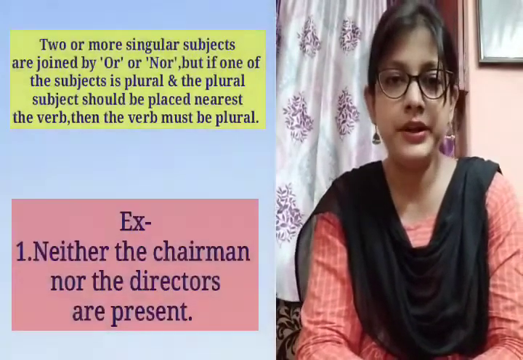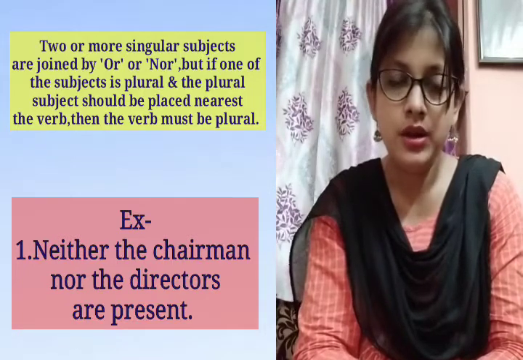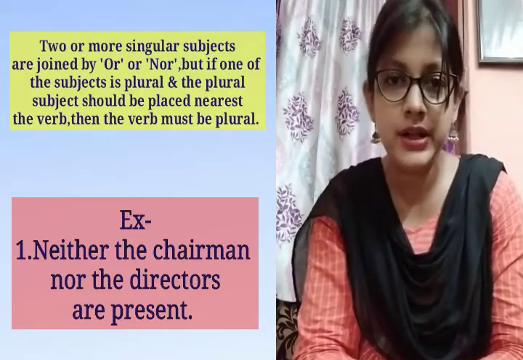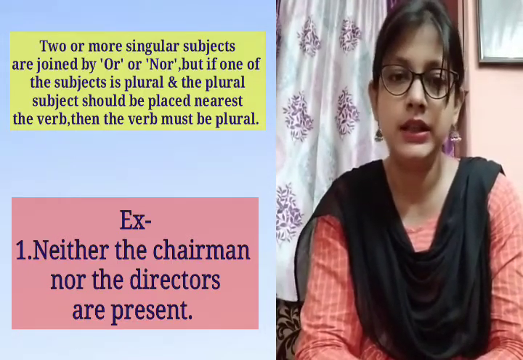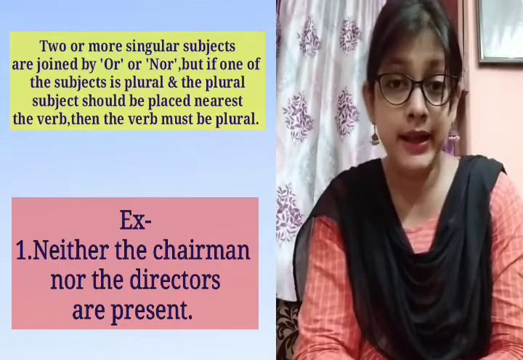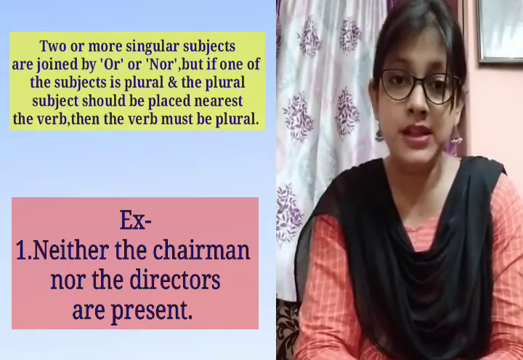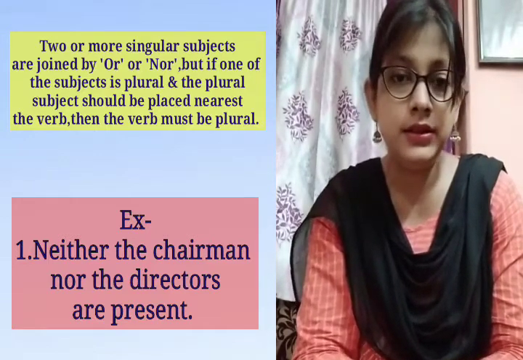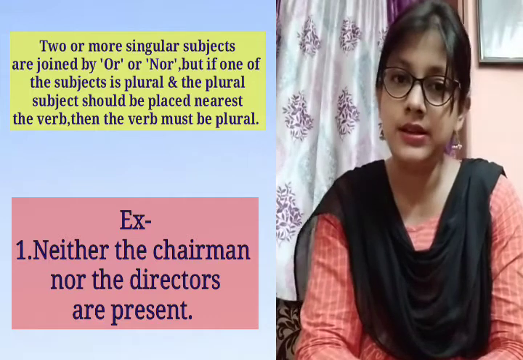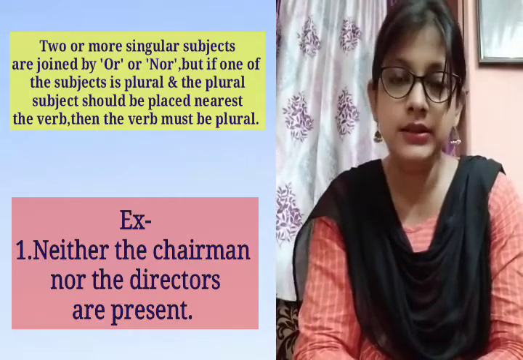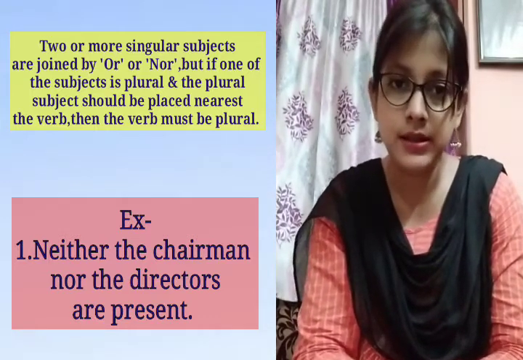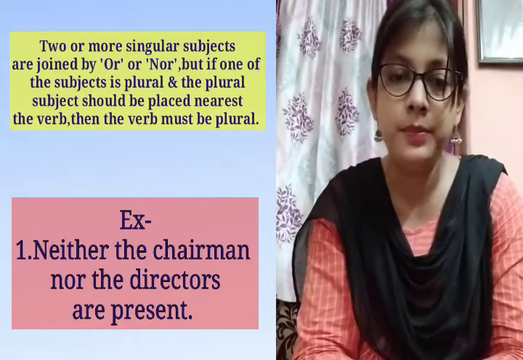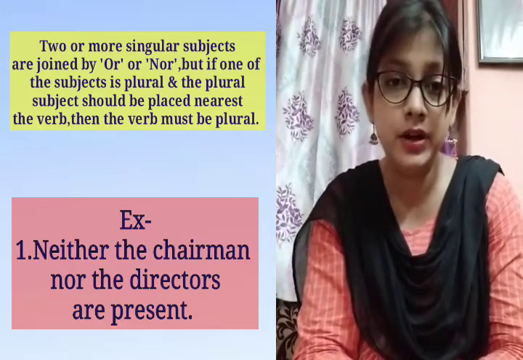Rule 5. Two or more nouns are joined by or and nor, and if one of the subjects is plural, then the verb must be plural, and that plural subject must be placed nearest the verb. For example, neither the chairman nor the directors are present. Here the plural noun directors is placed nearest the plural verb, and that verb is are, that is plural, is placed here.